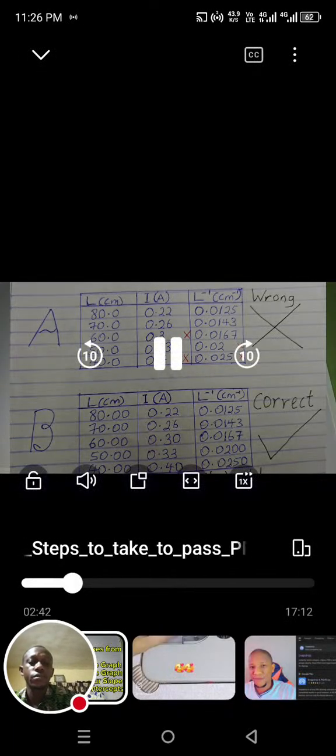The first one is the table. Look at this table, for example. Here we have table A and table B. On table A, the first column is a reading that has been taken using a meter rule. You can see that we have L in centimeters and I in amperes. That's the second column. In the third column, we have found the reciprocal of L, that is 1 over L, which is L raised to the power of minus 1.